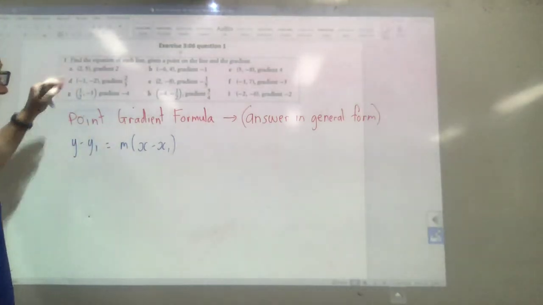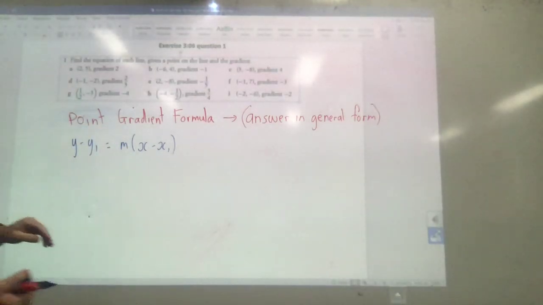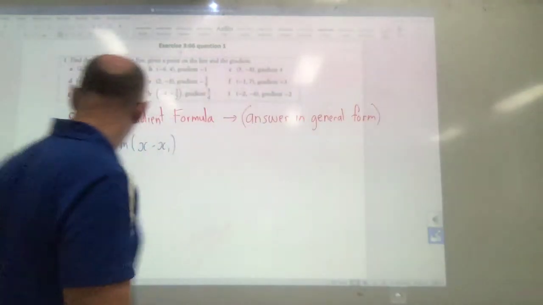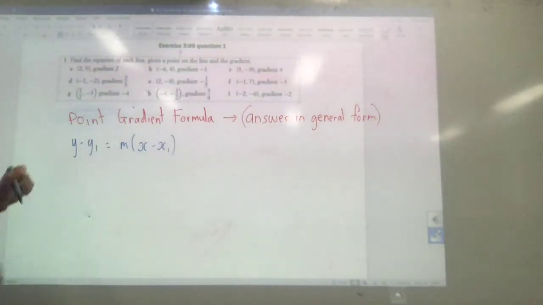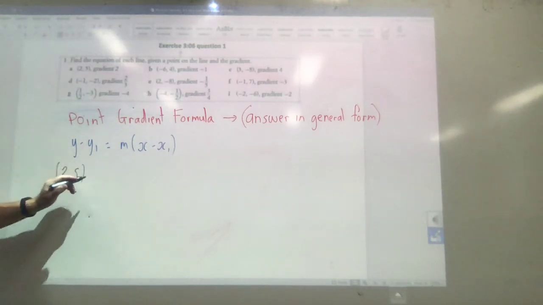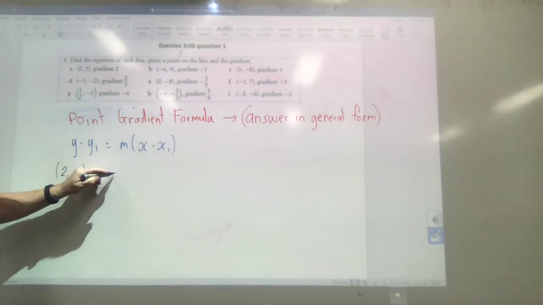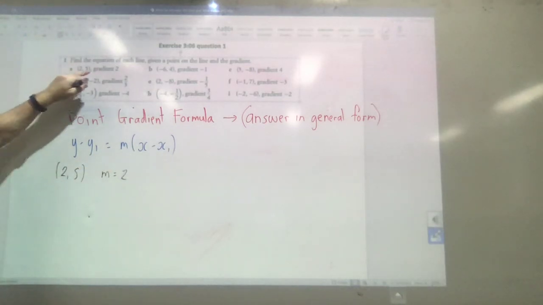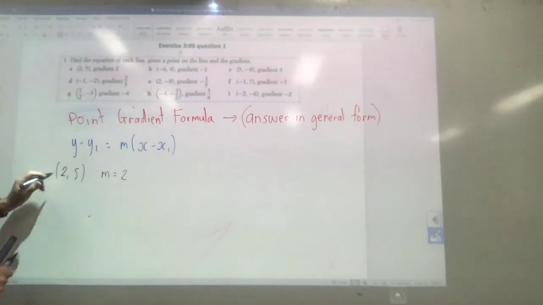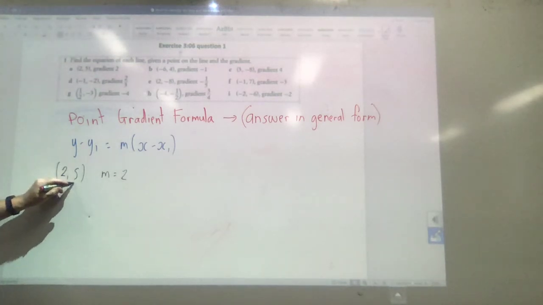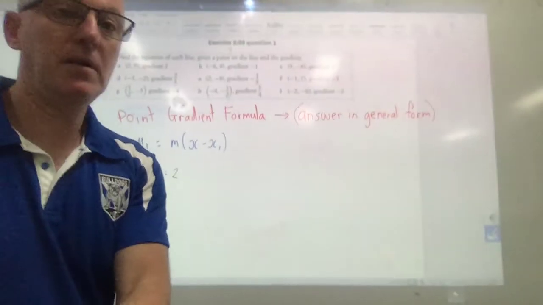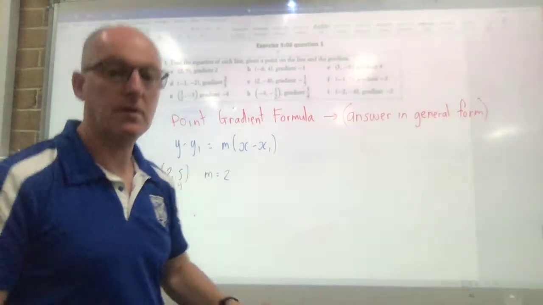So the first one is question A. I might just rub out. I'll leave that there. The first one is coordinate of (2, 5), and the gradient, which we know to be m is 2. So the point is (2, 5), the gradient is 2. A reminder that when we do this, x is 2 and y is 5. Just move that across a tiny bit so you can see me a little bit better. There you go, you can see me better now.